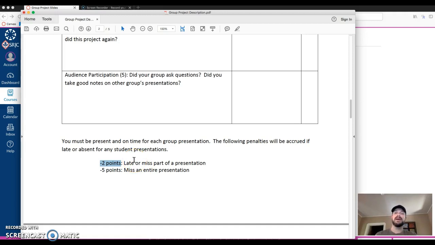Essentially, everyone on the group will get the same grade unless one person is late to class or misses class. Then their grade will be penalized alone. So don't be late. Set your alarm 15, 20, 30 minutes earlier for class next week.